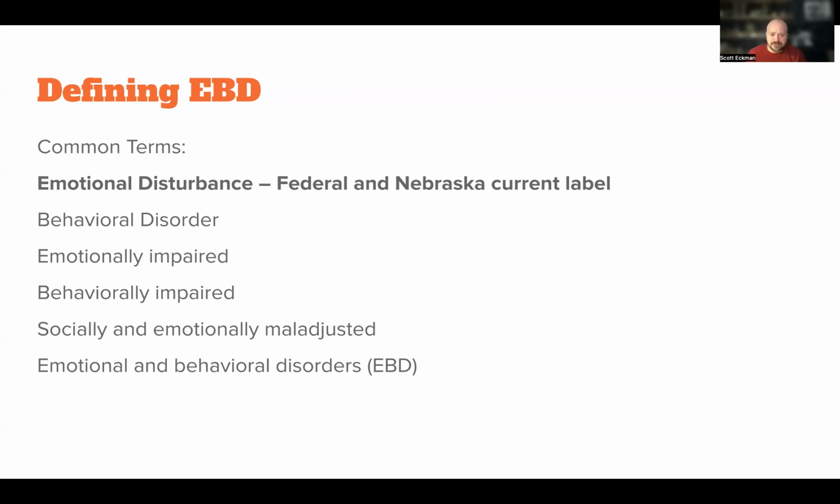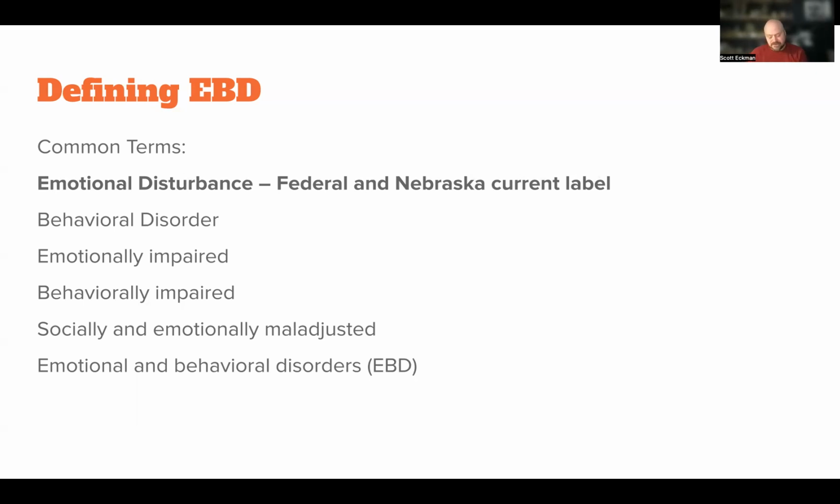From a federal standpoint, and also in Nebraska, we use the term emotional disturbance. But we'll also see behavioral disorders, emotionally impaired, behaviorally impaired, and socially emotionally maladjusted. What you'll find mostly in research and institutes of higher learning is the term emotional and behavioral disorders, or EBD. A lot of times, that's what I would refer to.